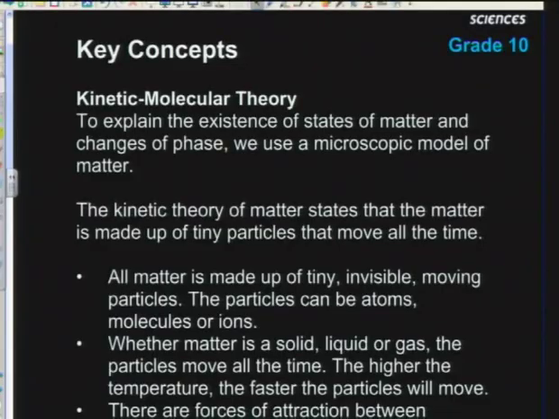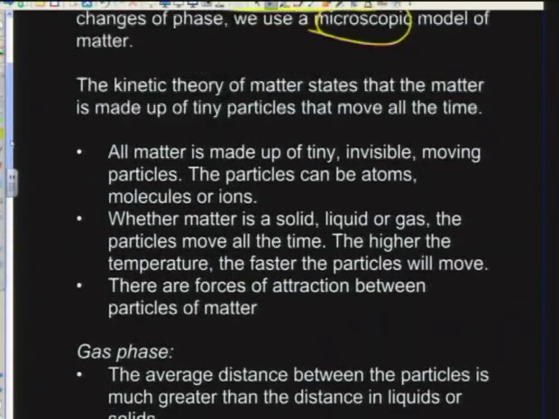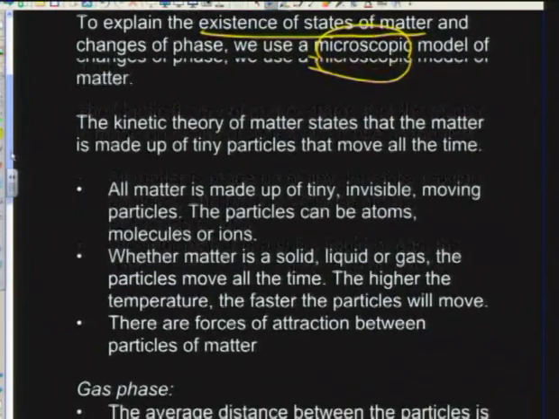Let's continue now as we look at what this theory actually says. To explain the existence of the states of matter, let's get my pen going. To explain these macroscopic properties, we're going to zoom in on the microscopic things. We use a microscopic model to explain this. The kinetic theory of matter states that matter is made up of tiny particles. Now, I want to just look at the word kinetic. Sorry, you've gone down a little too low here. I want to look at what this means.